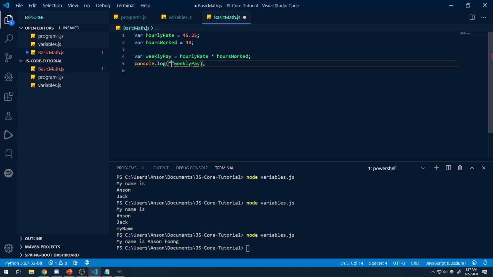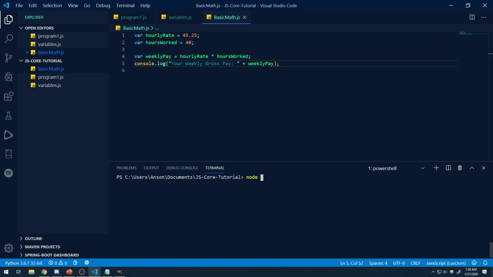And we're going to say your weekly gross pay, colon, space, and we're going to use the plus sign. I haven't talked about the plus sign yet, but don't worry, we're going to get to that. But right now, we're concatenating this string with the value of this variable. And if I log this to the console, so we're going to do node basic math.js.